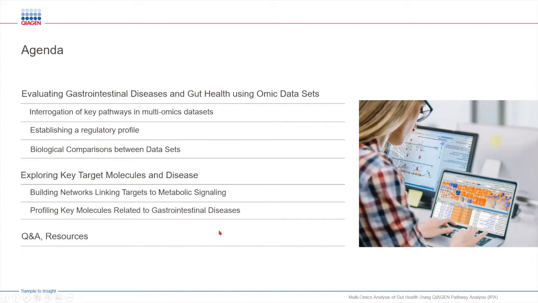Next, we will look into the concept of investigating key targets and disease of interest. For this, if you don't have any omic data to begin with, you can still utilize IPA by using existing information that is coming from the literature and public data sets. So this will help us to understand how key targets might be associated with metabolic pathways of your interest.